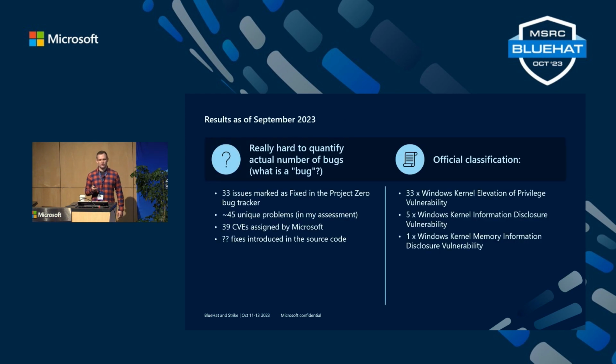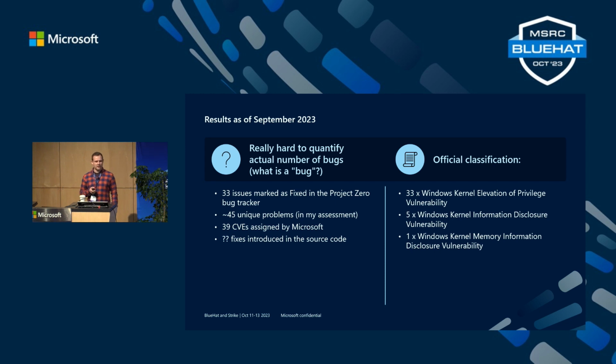And when it comes to the results as of last month, first of all, I would like to note that it's really hard to actually quantify what a bug really is because, in many cases, either I reported one bug and it would be fixed by multiple changes in the code, or the opposite situation where I would report several bugs and it would be fixed by just one code change, right? So it's really hard to say what exactly a bug is and what exactly a fix is.